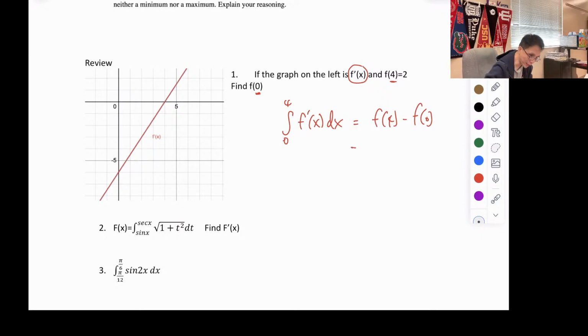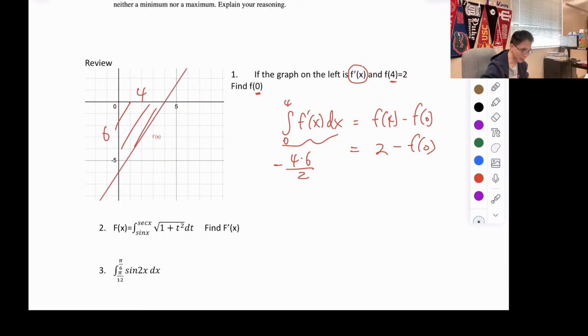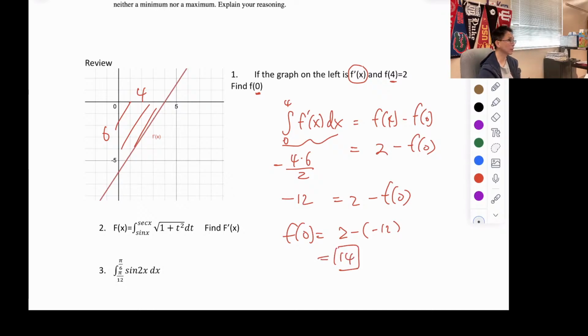f of 4 is what? 2. Minus f of 0. What is this? Area under the curve. This is 4, this is 6, so it'll be 4 times 6 divided by 2, which is negative because it's below the x-axis. So that's equal to negative 12, equal to 2 minus f of 0. f of 0 is equal to what? Wait, no. 2 minus negative 12. That's equal to 14. And answer done. Beautiful.